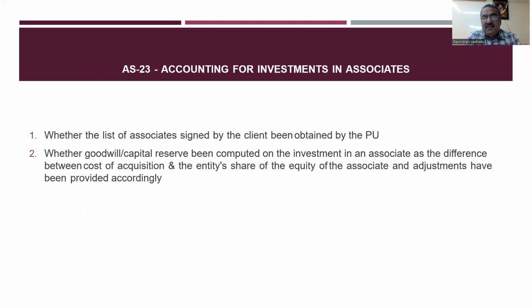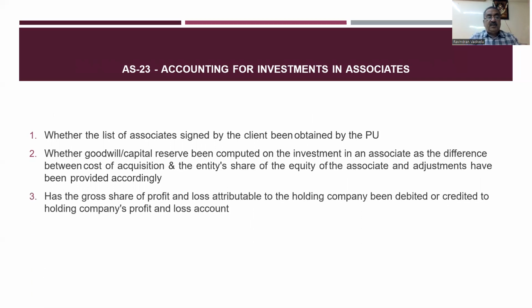That is very, very simple. When you are calculating the investments in associates, you have to calculate the goodwill and capital reserve. And the third one is whether the gross share of profit and loss attributable to the holding company has been debited or credited to the holding company's profit and loss account. So this is only the accounting treatment. So what is the share of profit attributable to, that is available to, the holding company, whether the same has been given credit.